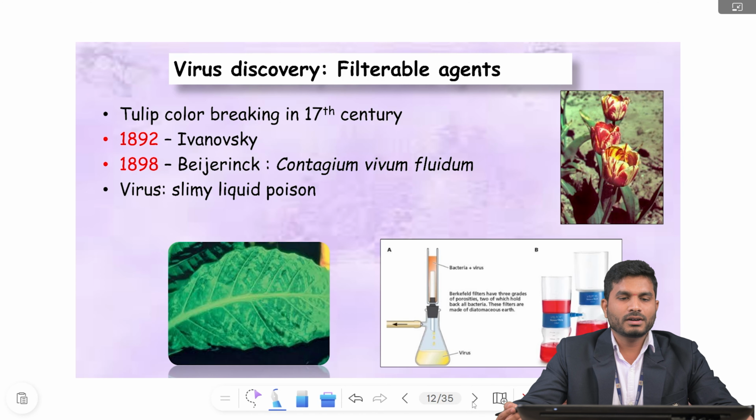So how were viruses discovered? In the 17th century, the tulip color-breaking disease puzzled growers. As this disease occurred, tulips were in high demand as flowers in European countries. Later, in 1892, Ivanovsky showed that the infectious agent causing tobacco mosaic disease passes through filters that trapped bacteria. In 1898, Beijerinck concluded that the agent was not a bacterium but a contagious living fluid, which he named virus, meaning poison.